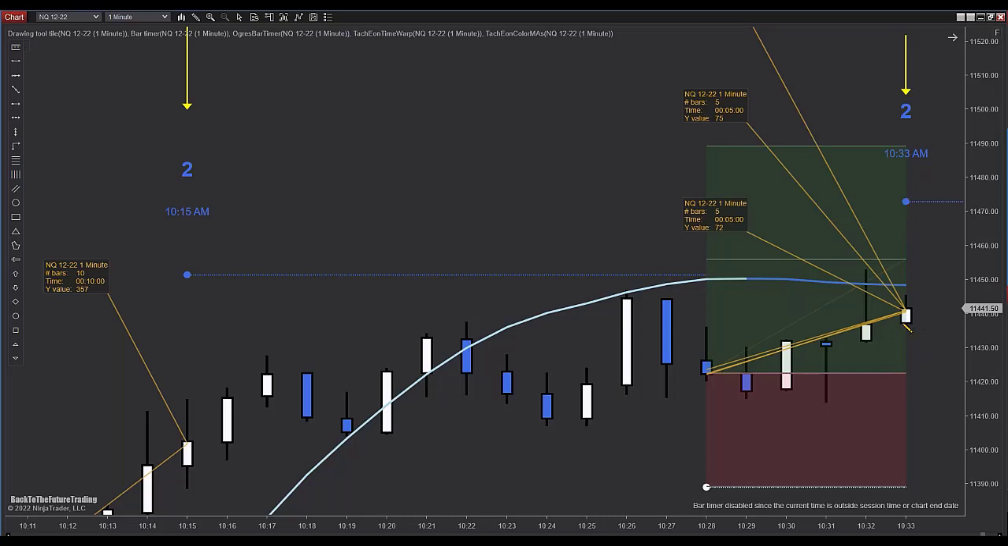We are going to enter a short at the close of the signal candle and simply drag the stop to where the stop goes.